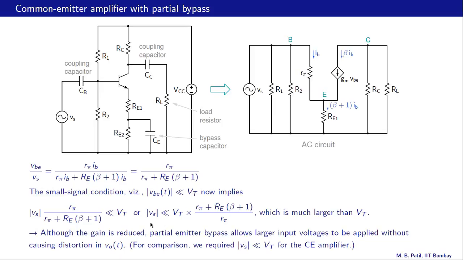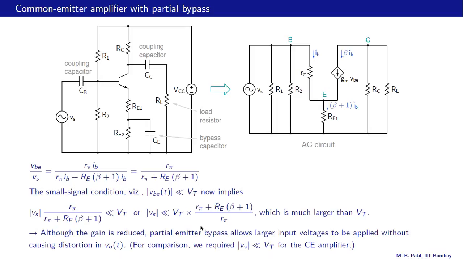And let us compare this small signal condition for the common emitter amplifier with partial bypass with the small signal condition required for the common emitter amplifier, and that is the magnitude of Vs must be much smaller than VT. Now let us take a specific example. Let us say our Vm, that is the amplitude of Vs, is 20 millivolts. Now 20 millivolts is not small compared to VT, which is about 25 millivolts, and therefore that kind of amplitude is surely going to give us distortion in the common emitter amplifier.